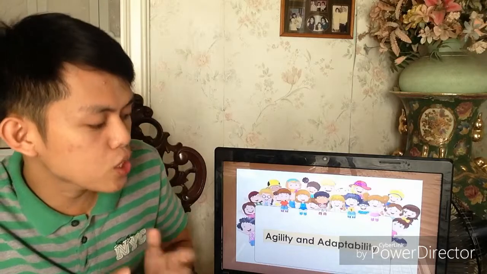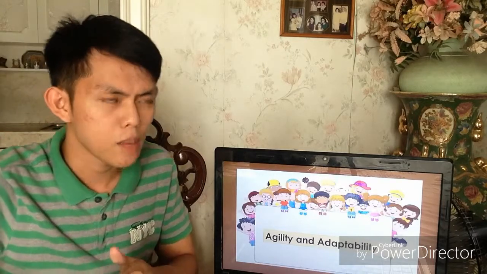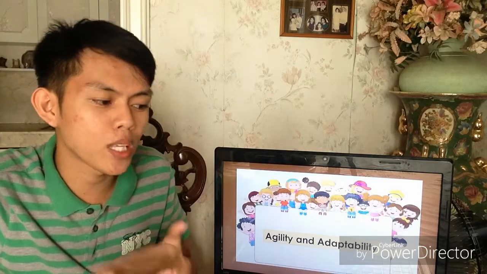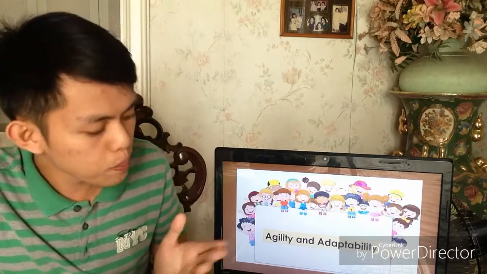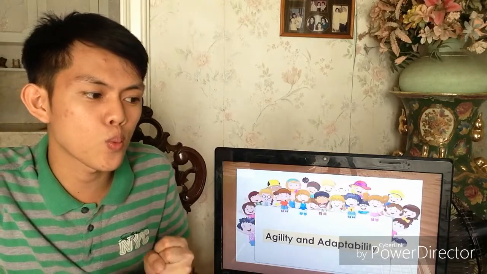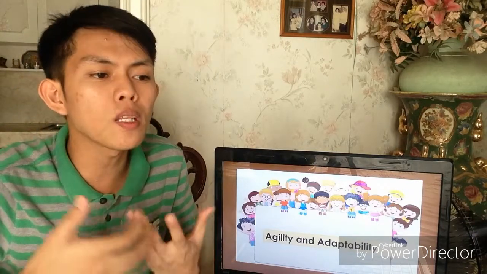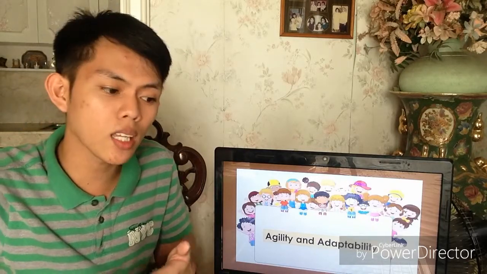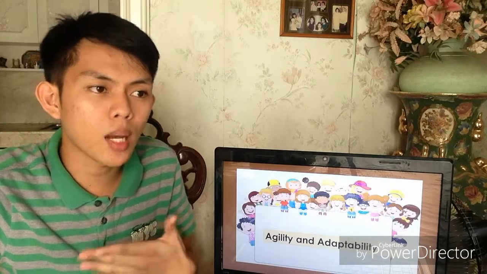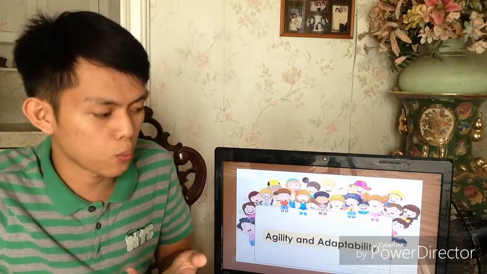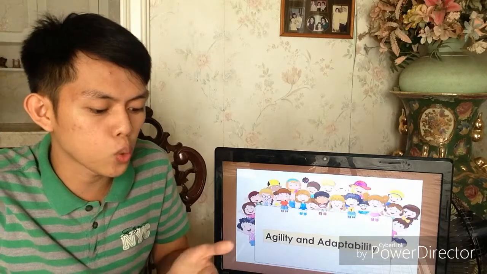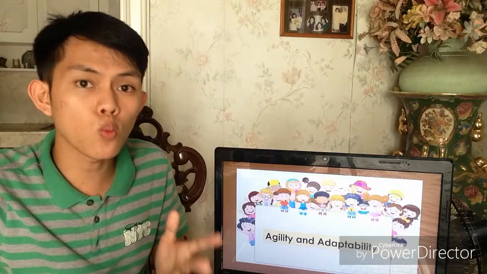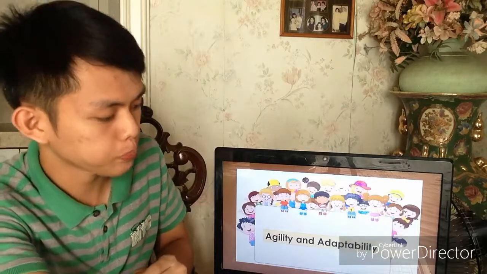Next one, we have agility and adaptability. Meaning to say, the student should be flexible and can adapt to the rapidly changing world. So yung bata dapat flexible siya kung anong man yung pinagawa sa kanila, kaya nilang gawin. And then yung adaptability, yun din, they can adapt to the rapidly changing world. Kailangan nilang ma-adapt kung ano man yung changes na nangyayari sa world at sa buong mundo.